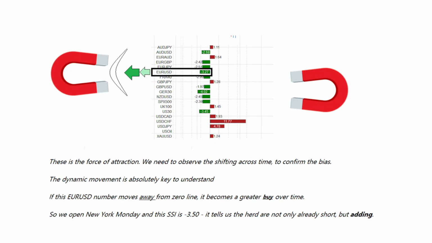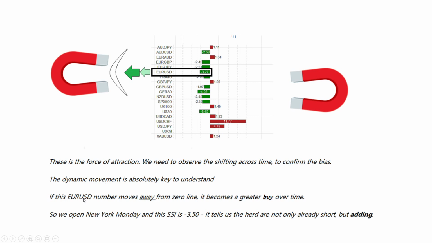However, there's two aspects to sentiment analysis. There's the static and then there's the dynamic. We want the confirmation over time, ideally. So there are forces of attraction. There's gravitational forces acting on the market like stop loss clusters and things like that. But we do need to observe the shifting across time to confirm the bias. And the dynamic movement is absolutely key to understand.